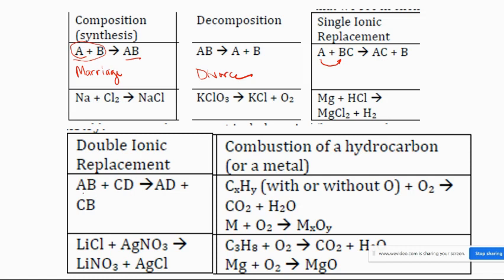This is just messed up, y'all. Okay. A and C are swapping spots. This is called a double replacement reaction. And then this is a combustion of a hydrocarbon.